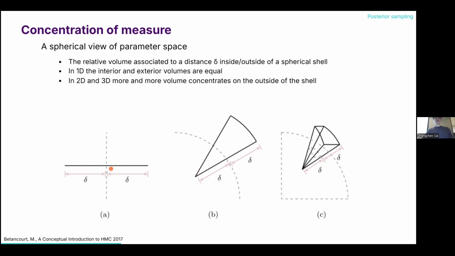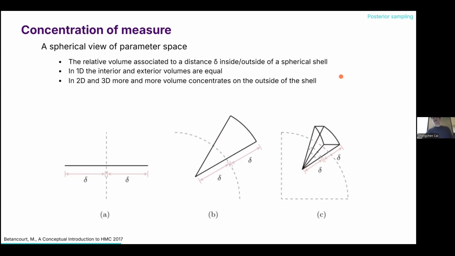In 1D, it will be equal. In 2D, the area here and here will be different, and this one will become larger than this. And in 3D, the volume here will be much larger than the volume inside. Imagine this is your mode. If you move a unit distance every time, farther and farther from the mode, this volume will grow bigger and bigger and bigger. So people call high-dimensional space a lonely space, right? If you are far from the mode, you will be very far from your neighbors.